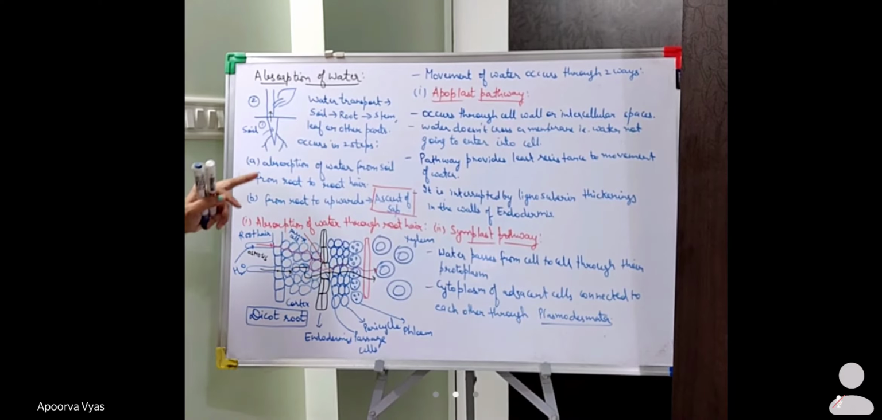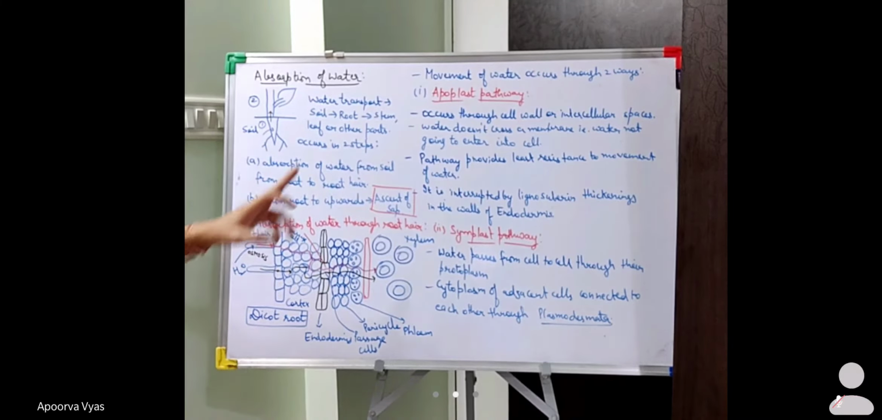So the first step is the absorption of water from the soil, from the root hair, and then from the root upwards. And when water from the root goes to the upper areas, this is known as the ascent of sap. Okay. Now the first step is the absorption of water through the root hair. It occurs through two pathways. One is the apoplast pathway and the other is the symplast pathway.